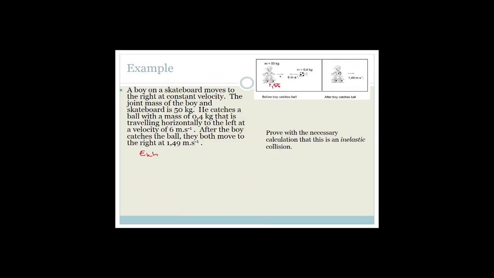We've got EK before. So that is equal to the EK of the boy plus EK of the ball. And again, remember, we have to decide on a direction as positive. And again, I'm just going to make it to the right as positive. And the equation of kinetic energy is a half mv squared of the boy plus a half mv squared of the ball. Okay. So what do we got? We got a half times the mass of the boy of 50, multiplied by its velocity of 1.55 all squared, plus a half times the mass of the ball of 0.4 times by its velocity of minus 6, but it's all squared.